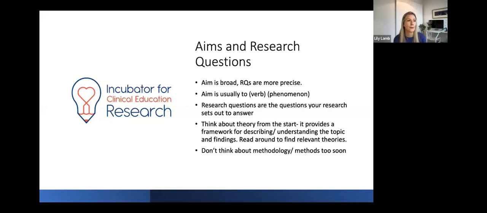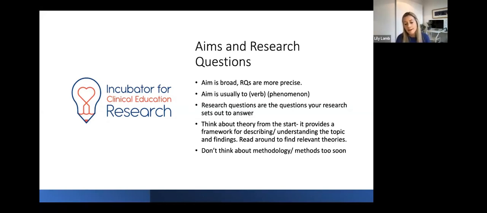So, for example, my aim for my in practice fellowship and my master's was to understand the impact of role modelling in undergraduate medical education. So really quite broad. Whereas the research questions are the questions your research sets out to answer. And that sounds obvious, but it is really important to keep that in the back of your mind, because all the way through the process, you should be thinking, is this research going to answer this question? And if not, then you're probably on the wrong track.